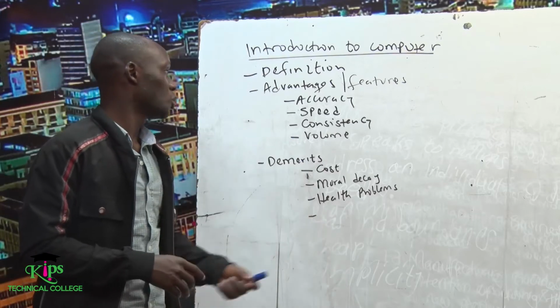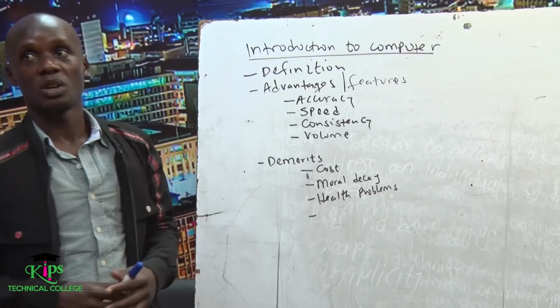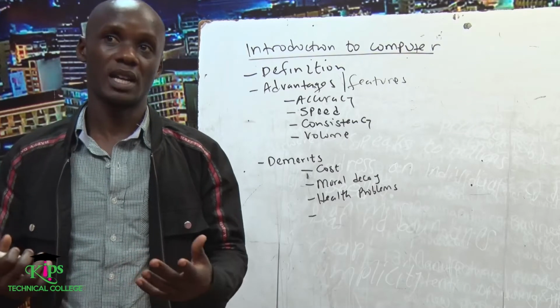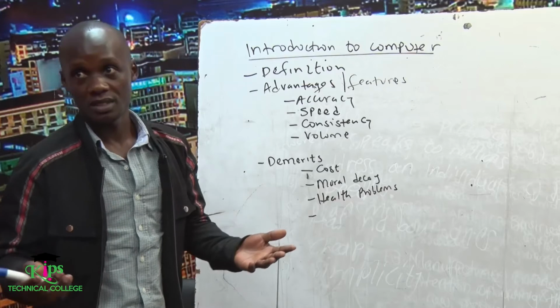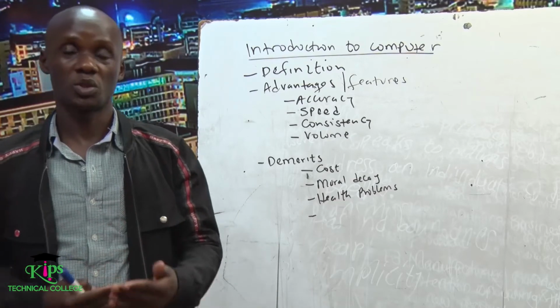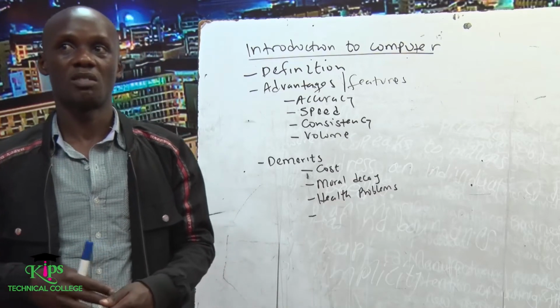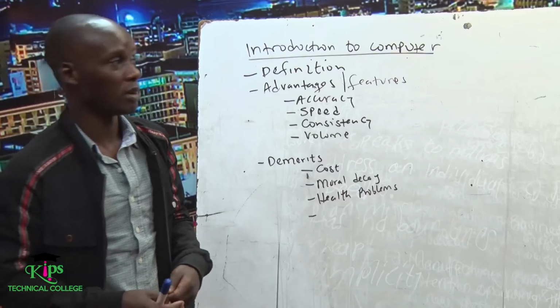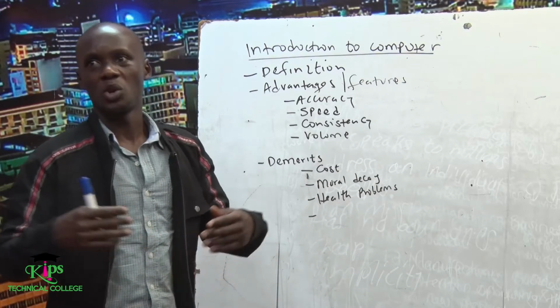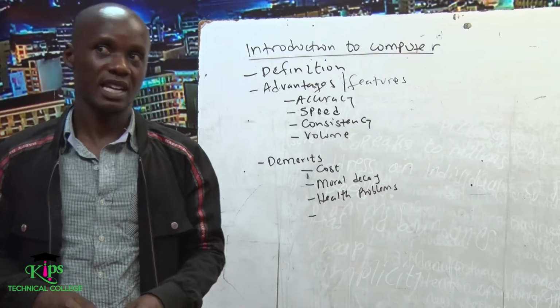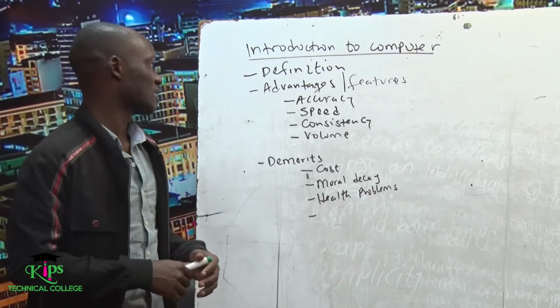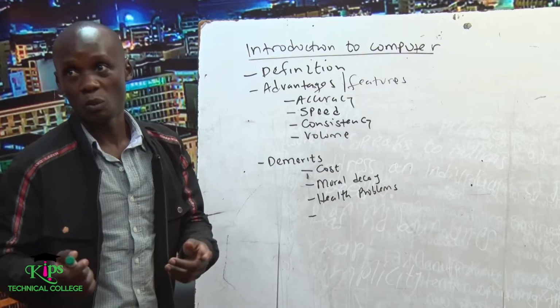Then number four is volume. Volume means storage. A computer can store large volumes of data electronically, thus saving on office space, because if you want to store data manually on papers, for example data about students or customers, we are going to require a lot of stationery, and that stationery is going to occupy space.